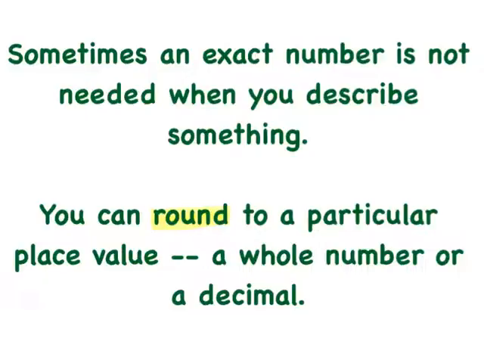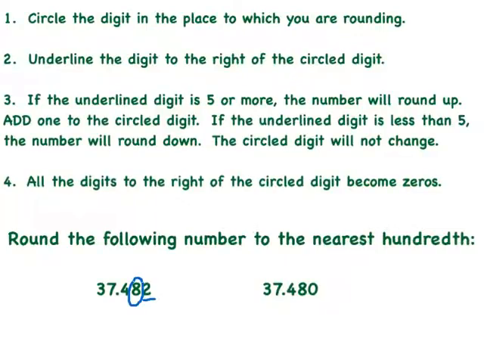Sometimes an exact number is not needed when you describe something, and so you can round to a particular place value. This holds true for whole numbers or for a decimal. The most important thing about rounding is to know your place value. And there are some steps that we must follow in order to round, whether it's a whole number or a decimal. The same rules apply.